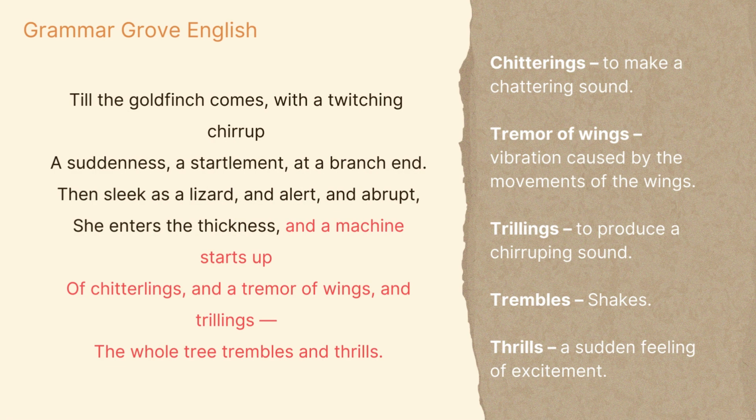Tremor of wings. They are also shaking their wings, and it is causing a tremor or a vibration. So it is as if the branch of the tree is vibrating, the top part of the laburnum tree is vibrating due to the tremor of the baby birds' wings. And trillings. Trillings mean to produce a chirruping sound. So the birds are making noise, and those are called trillings.